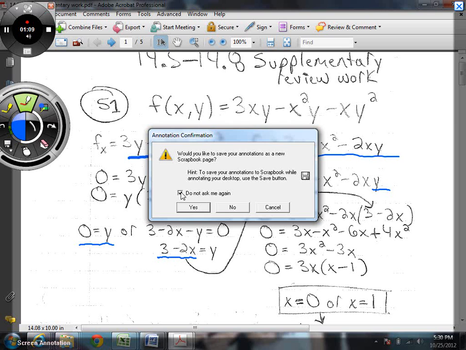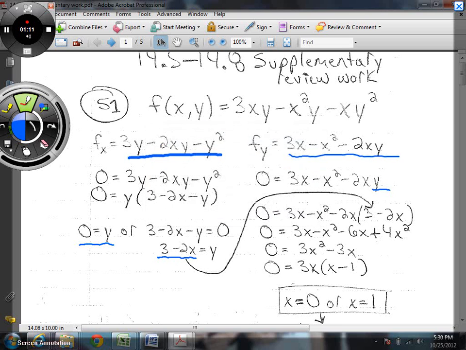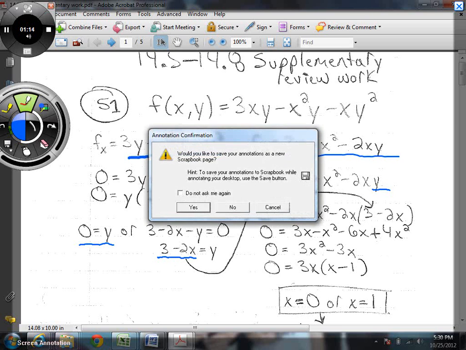Hold on, this dumb thing. Okay, so x equals 0. I don't want it to ask me again. Let's see. Do you want to save? Let's see. Hold on. Would you like your?